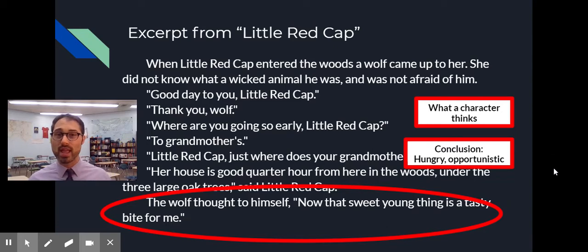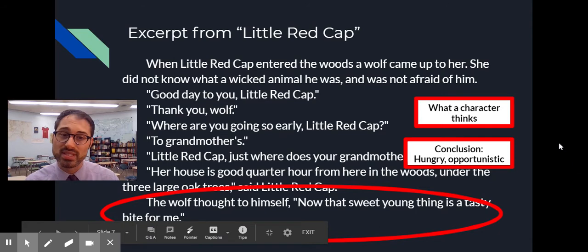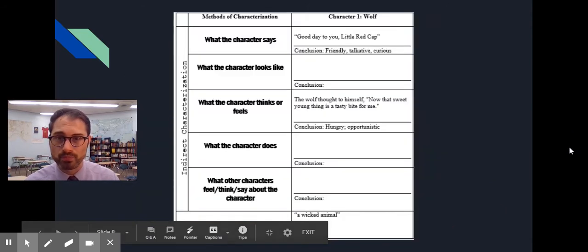Our conclusion then, because we have to draw a conclusion if it's an indirect method of characterization, is that he is hungry or he's opportunistic. He's going to take advantage of her. We already saw that he was friendly, so maybe he's actually pretty tricky. And because we are flat out told he's wicked, we know he's up to something. So perhaps tricky was a better word when we looked at what the character was saying. And here I think the word opportunistic is probably pretty good for him.